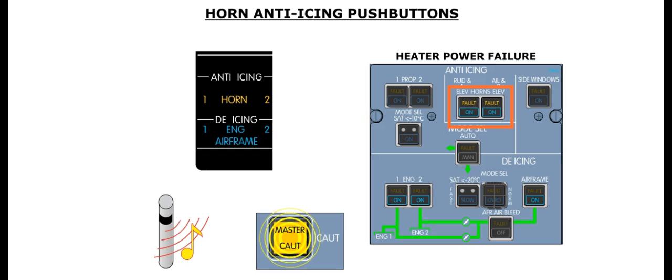The fault light illuminates amber and the flight warning system is activated when one of the horn heaters is not powered when it should be.